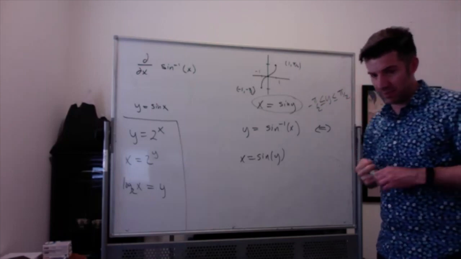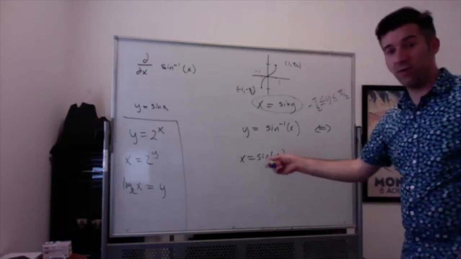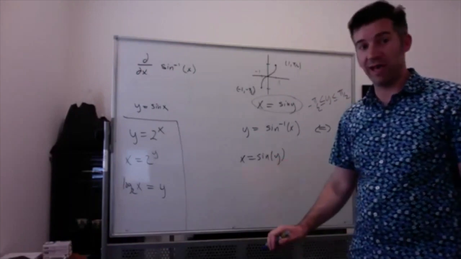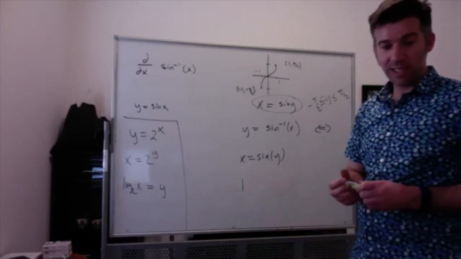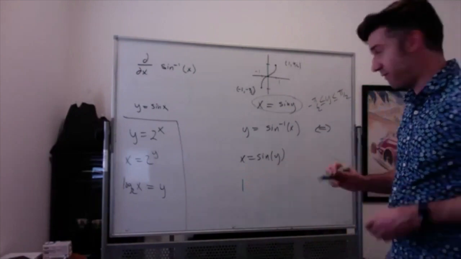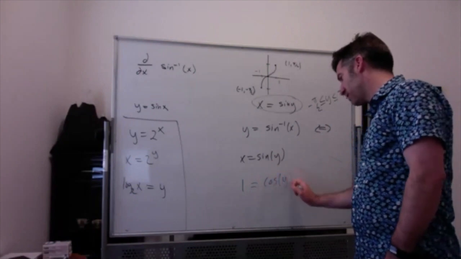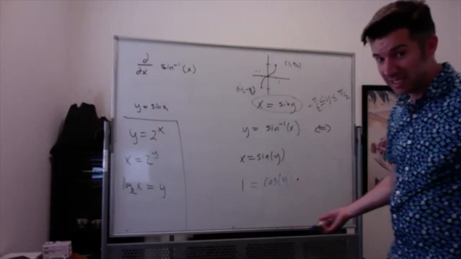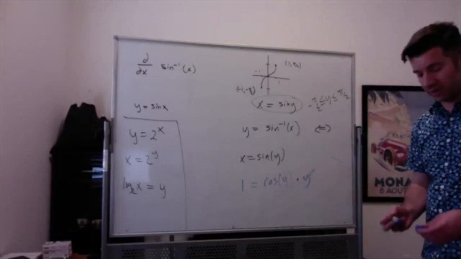Okay, I know we're almost out of time, so I'm going to cut to the chase here. I'm going to differentiate both sides. What's the derivative of x? It's 1. What's the derivative of sine of some stuff? Oh, it's cosine of my stuff times the derivative of my stuff. Okay, let's solve for the derivative.